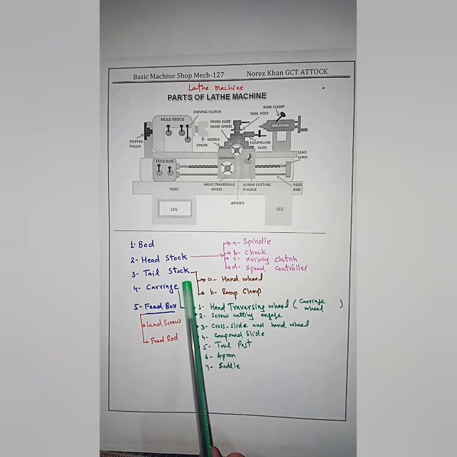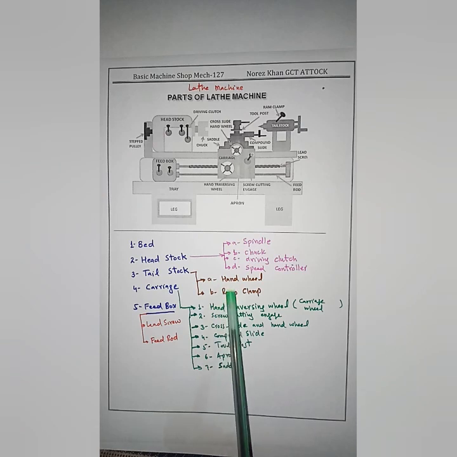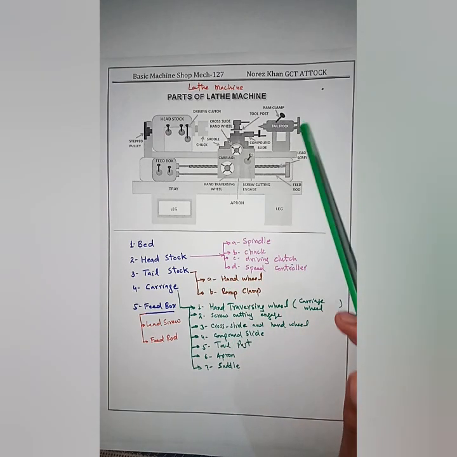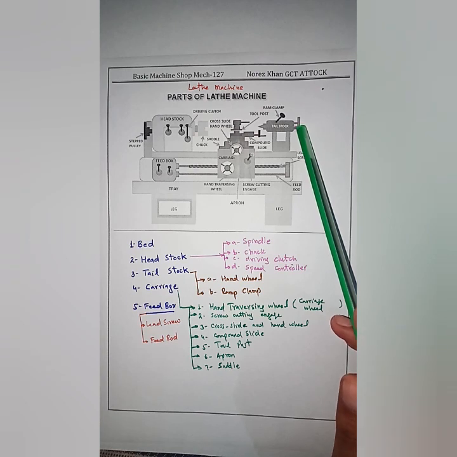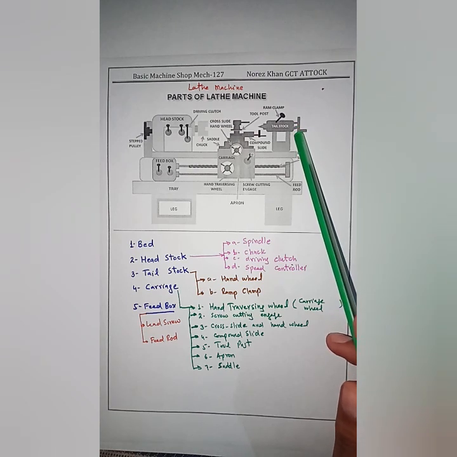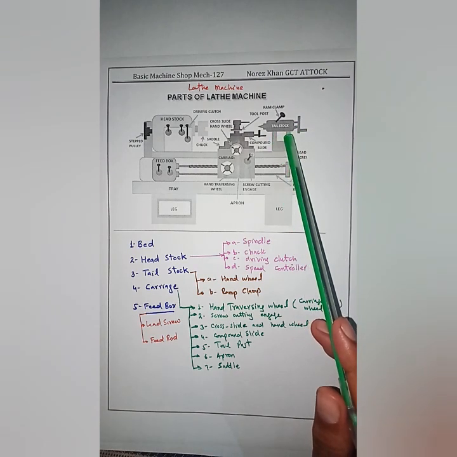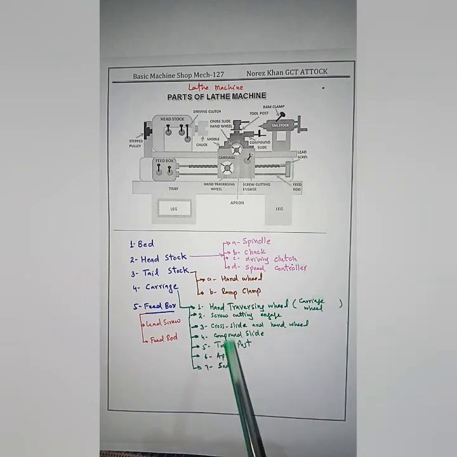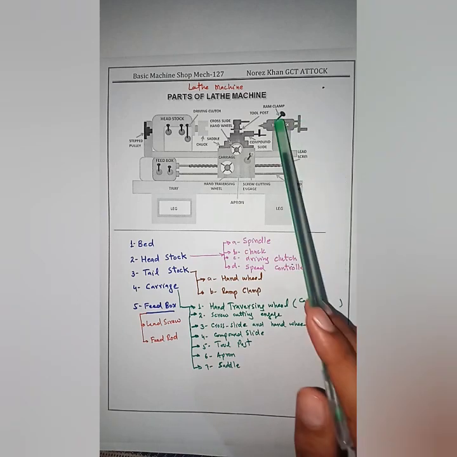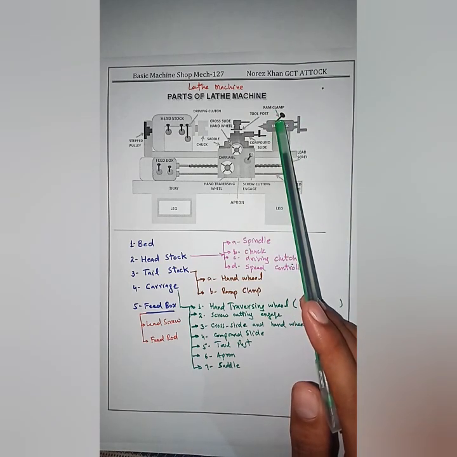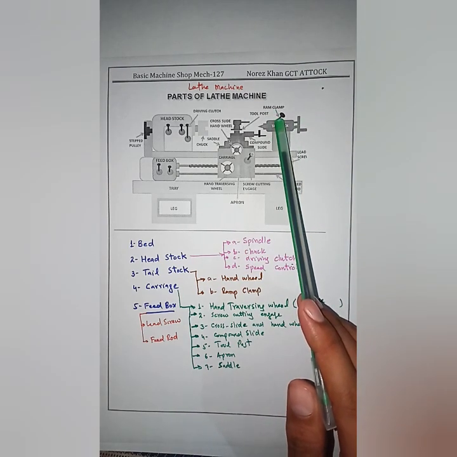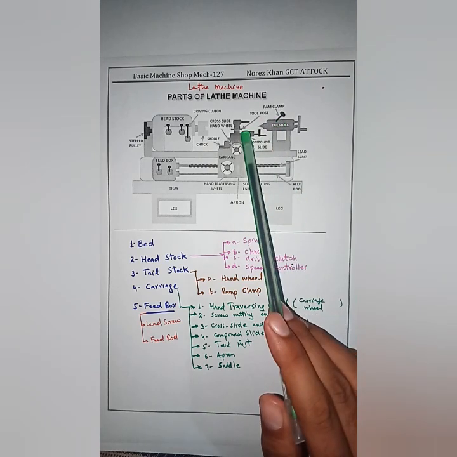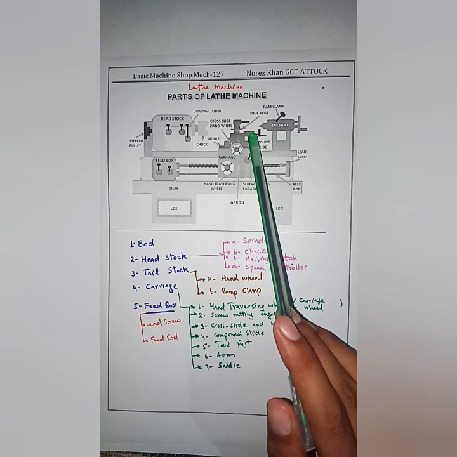Here we can look that the tailstock also has parts, like a hand wheel. That is the hand wheel of a tailstock. The hand wheel is used to move the tailstock forward and backward as required. Second part is a ramp clamp. Here we can look at the ramp clamp. What is a ramp clamp? A ramp clamp is used to lock the tailstock at any position so that it doesn't move while performing operation in the lathe machine.